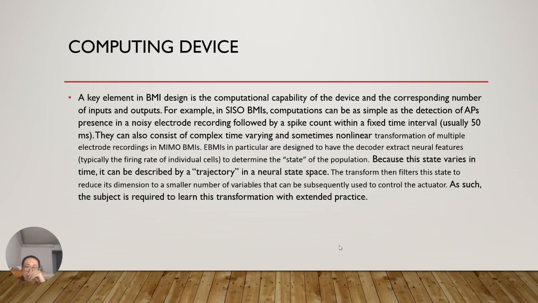Because this state varies in time, it can be described by a trajectory in the neural state space. The transform then filters this state to reduce its dimension to a smaller number of variables that can be subsequently used to control the actuator. As such, the subject is required to learn this transformation with extended practice.